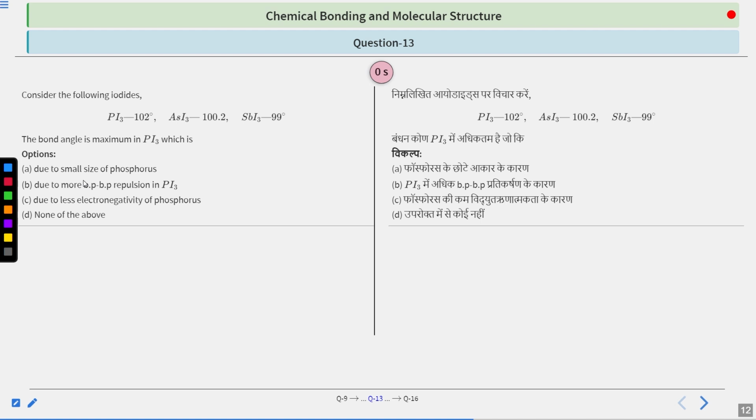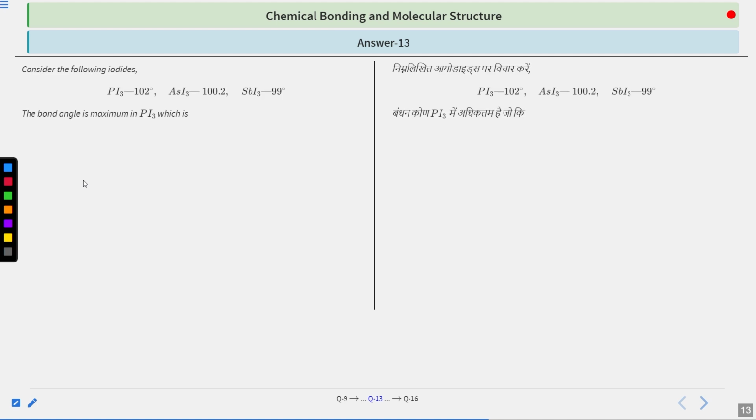Okay, now let us see the solution. So first of all, what is the question being asked? You have to see that the bond angle is maximum in PI3, and you have to find the reason. You will see very clearly that this must be the order: SbI3 has the minimum one, then AsI3, and then PI3. Clear? So the correct answer is B. Okay, correct answer is B.